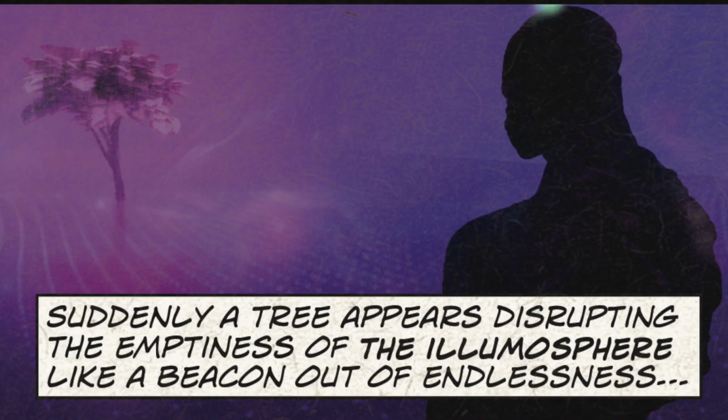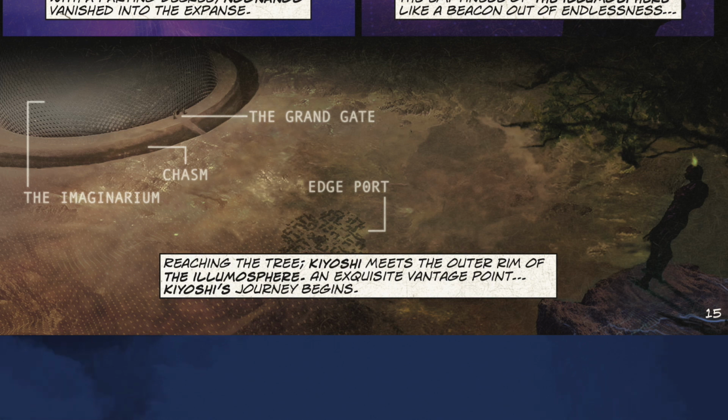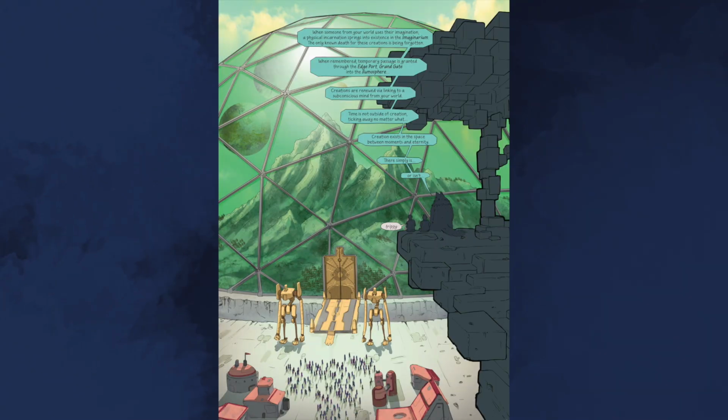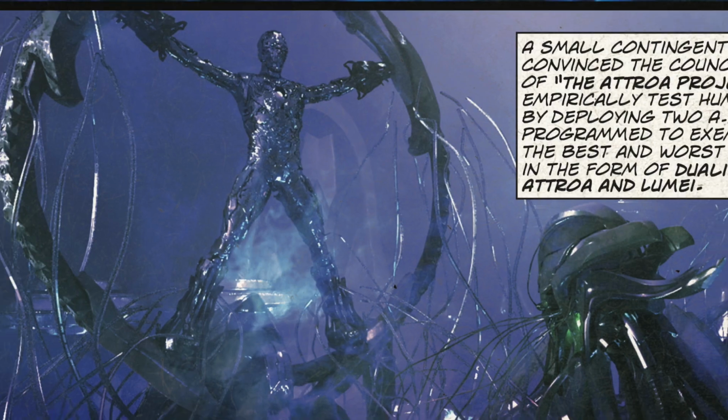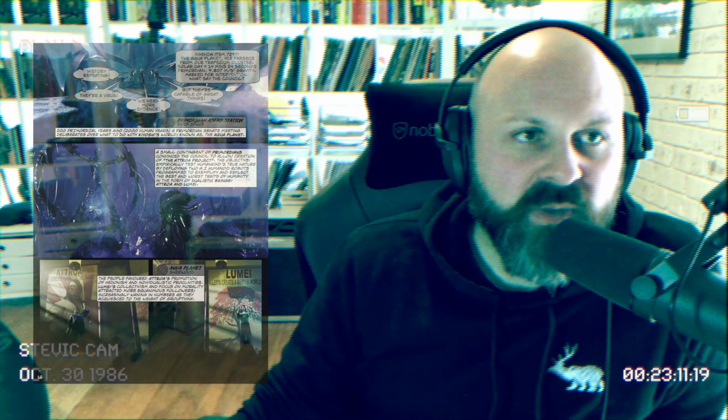Suddenly, a tree appears, disrupting the emptiness of the illumosphere, like a beacon out of endlessness. And here, we can see Kiyoshi, or the 12-foot ninja, is now standing on that precipice with the tree, looking down at Edgeport, looking at the Grand Gate, the chasm, and the Imaginarium, which is exactly the same precipice, tree, Edgeport, Grand Gate, Imaginarium here. Reaching the tree, Kiyoshi meets the outer rim of the illumosphere, an exquisite vantage point. Kiyoshi's journey begins. And then we start learning more about the backstory.